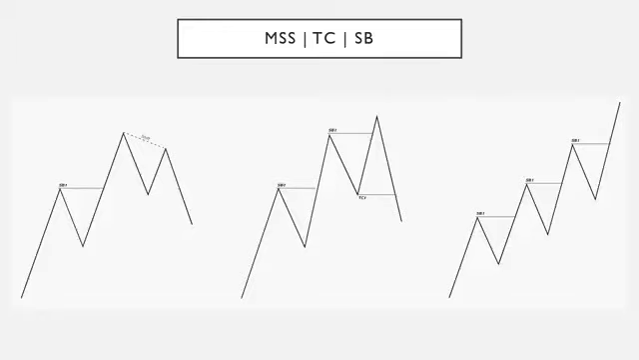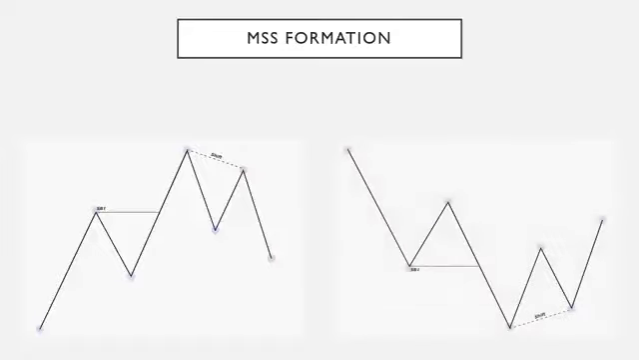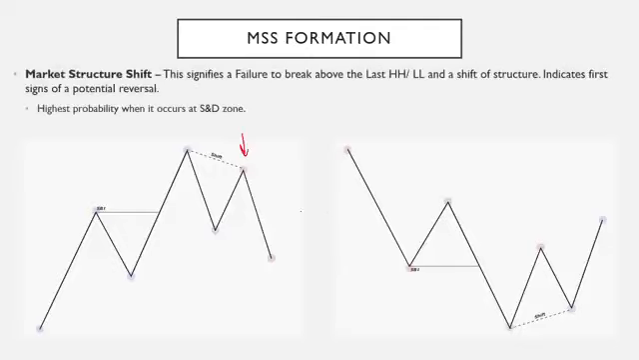What is a market structure shift? This is when the market fails to make a new high and starts going down, right? Or fails to make a new lower low and starts going up. So this is your first sign that potentially a shift can be occurring. However, as I told you, I want you to pause this video and tell me, where is the strong high and low in both of these examples? Hopefully you say it's this one, and in this case, it's that one. Why? Because this is the low that caused the break of the high.